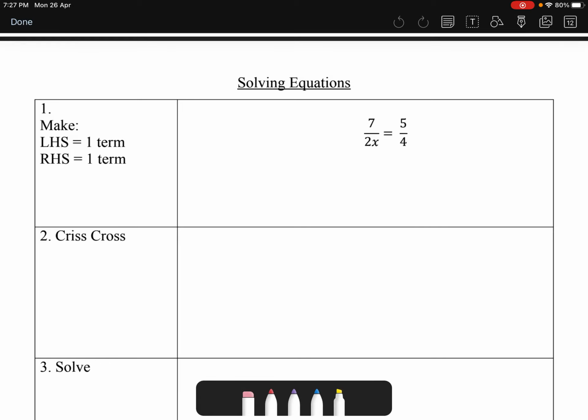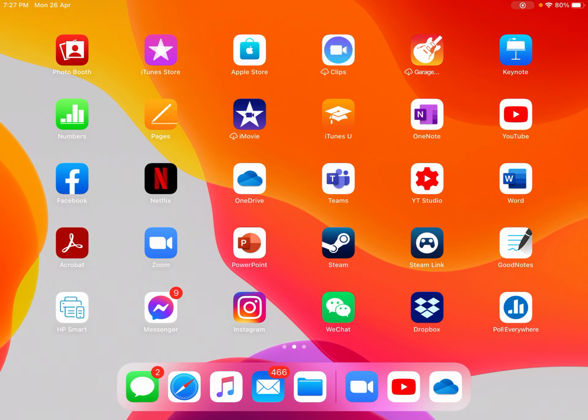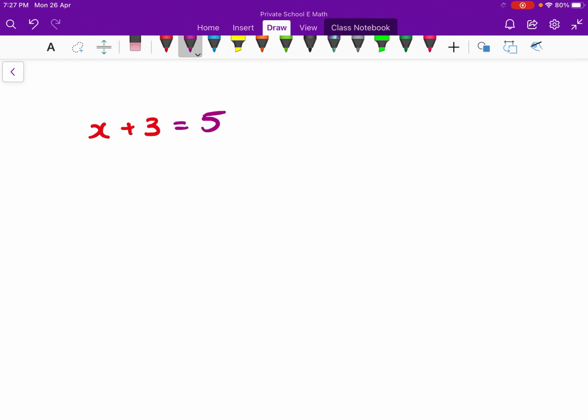Right, so next we will learn how to solve equations. We have solved equations in chapter 5. If you still remember the start of chapter 5, we learned how to solve equations like this, right? Okay, so x plus 3 equals 5.